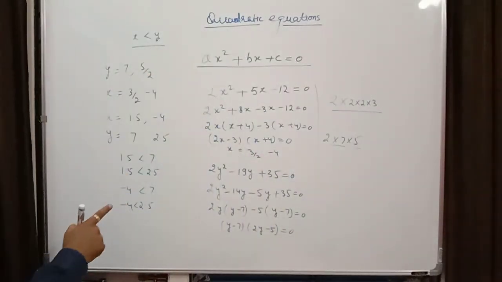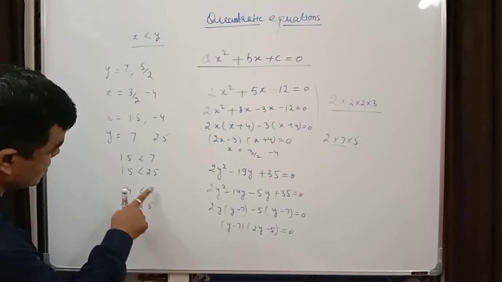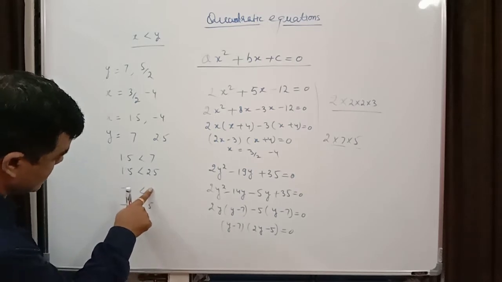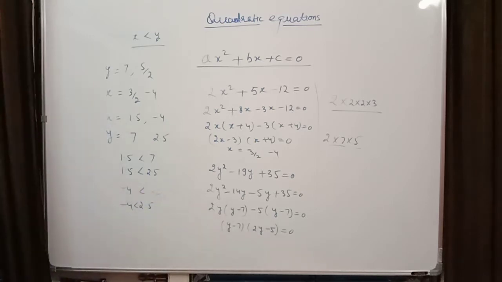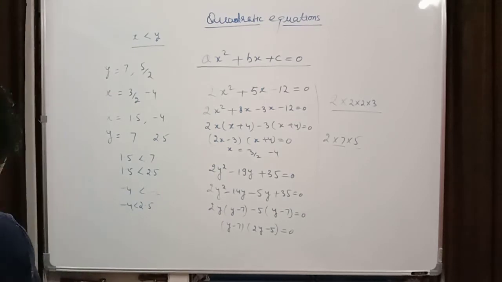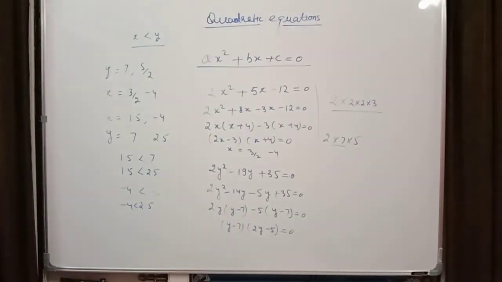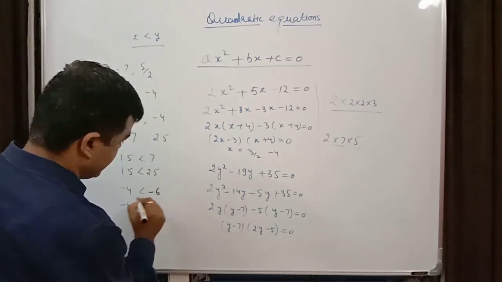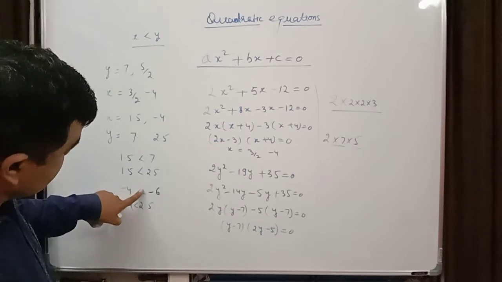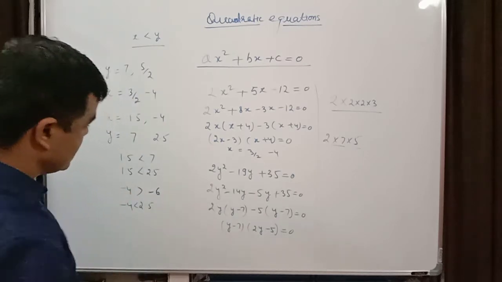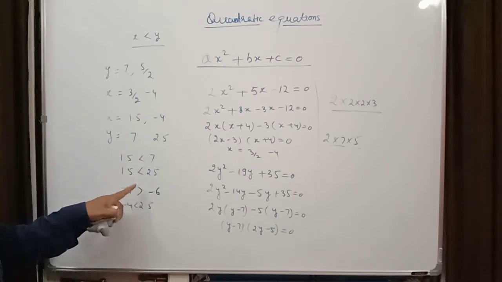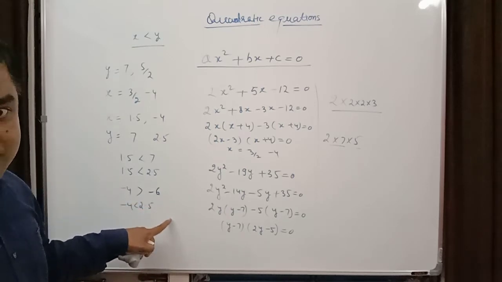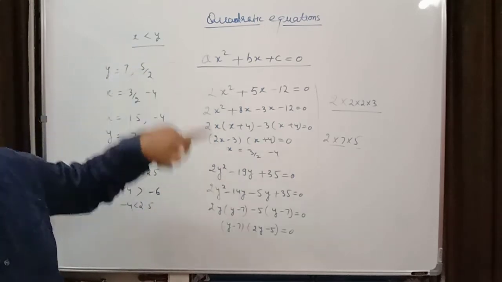Suppose this root comes here as minus 6. Then this is not smaller than, this is greater than 6. And in that case, x is less than y and x is greater than y, which is not possible, and the result will be that it cannot be determined.